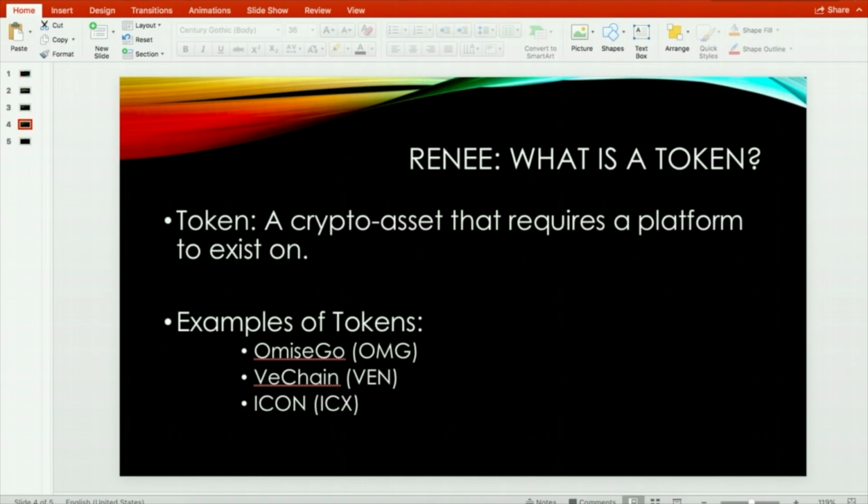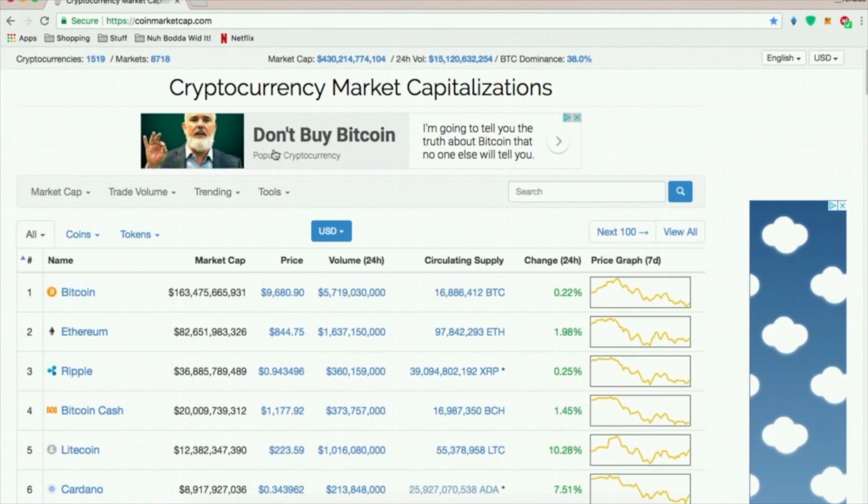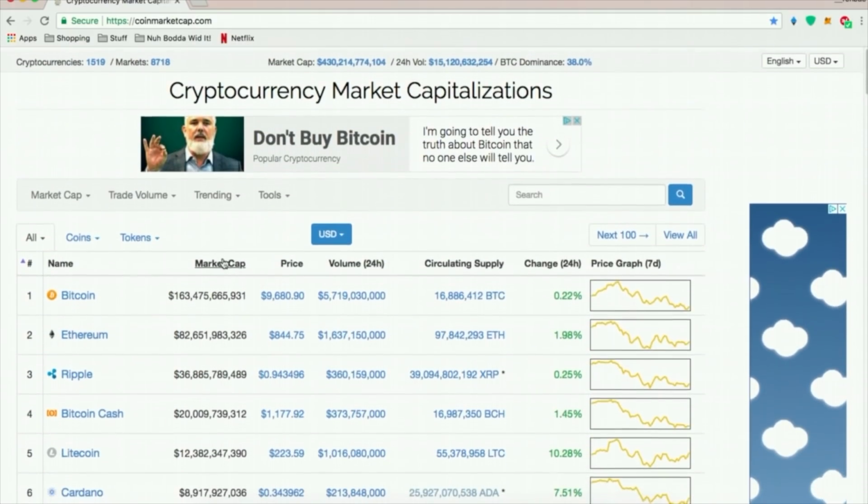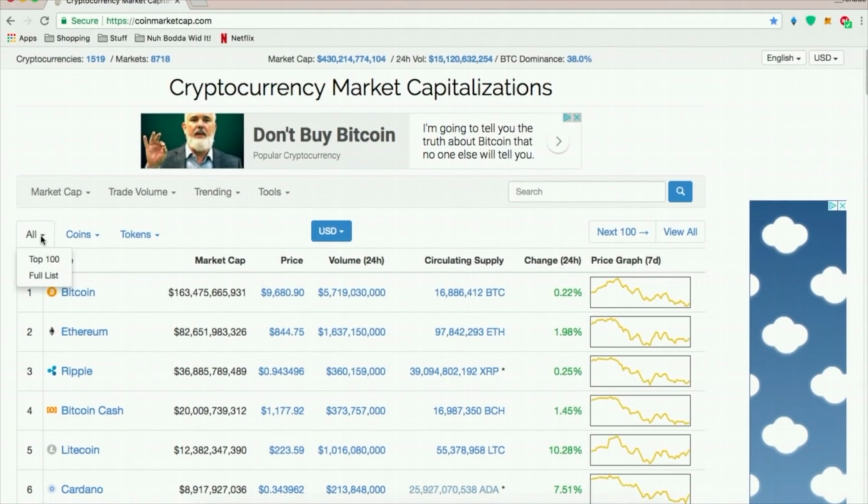So let's go to coinmarketcap.com so that we can see. Okay, so we're on coinmarketcap.com, and you can see CoinMarketCap has all the top assets. You can list the top 100 or the full list, right? I usually just leave it at the top 100. So as you can see there, it breaks it down into coins and tokens.